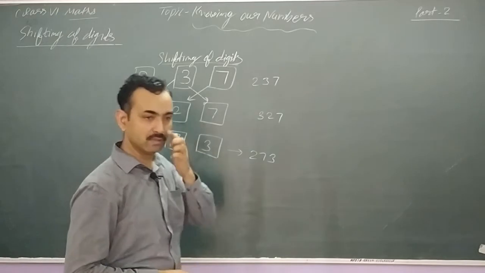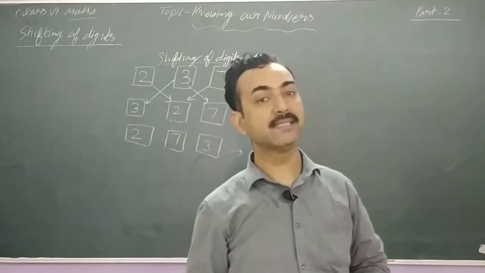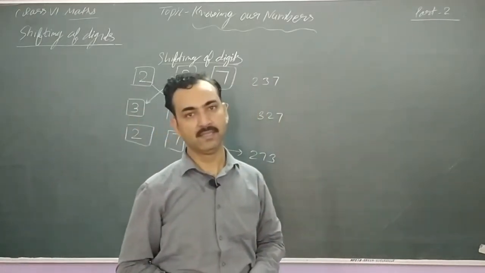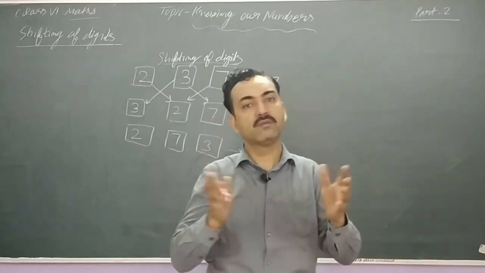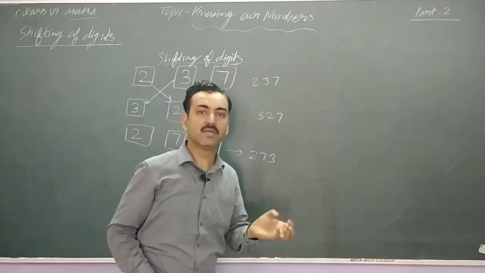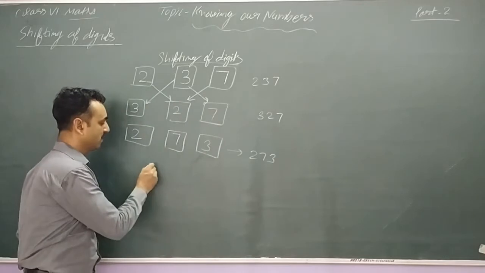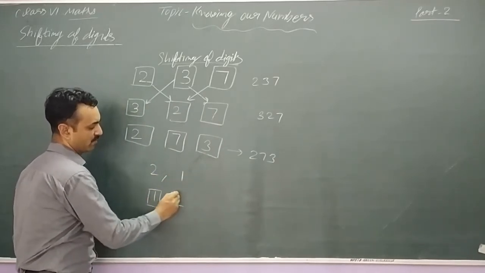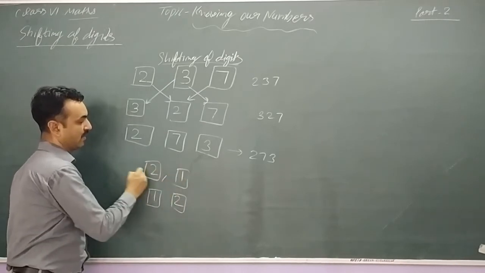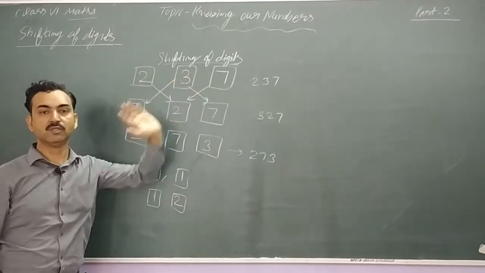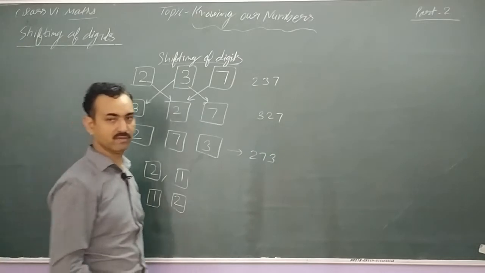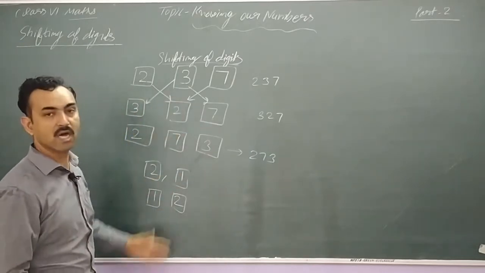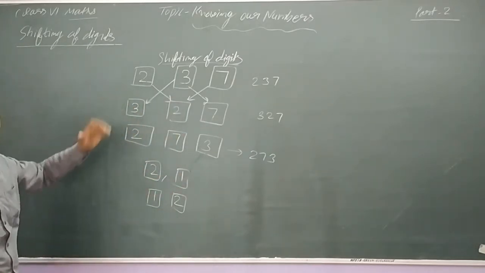How many numbers you can make from the given digits depends on the number of digits. More digits, more numbers you can make. Fewer digits, suppose you take only 2 digits, 2 and 1, so you can make only 2 different types of numbers. But with 3 digits, you can make more different types of numbers. So do practice how to make numbers by shifting the digits.